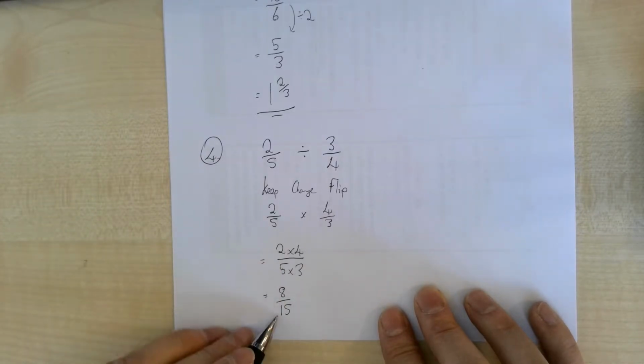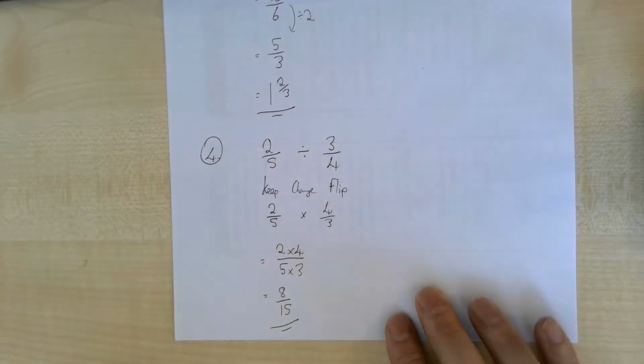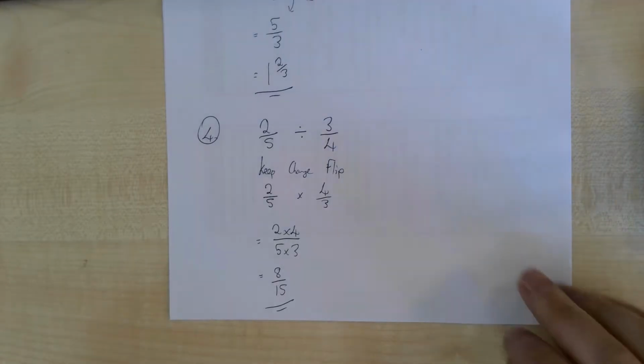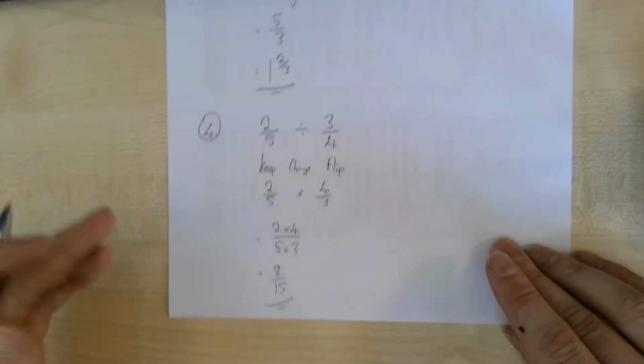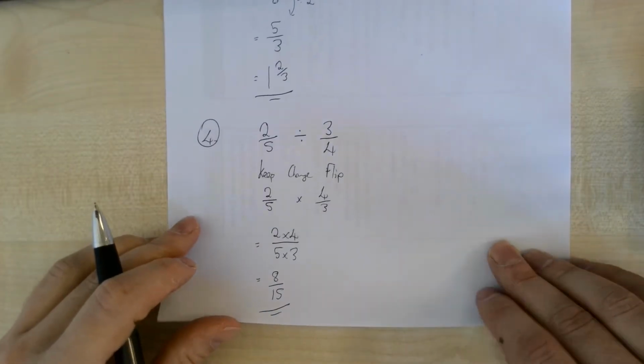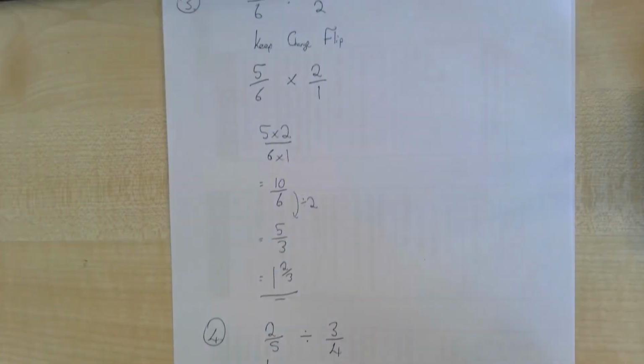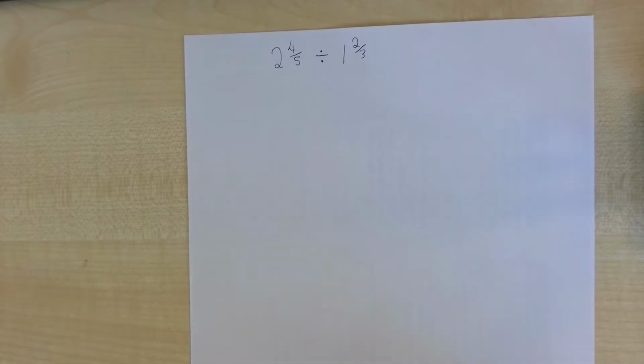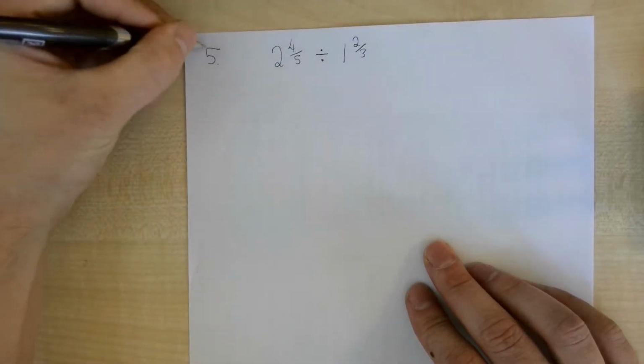2 doesn't divide into both of them, neither does 3, neither does 5 or 7. So that is fully simplified. You can't do any more with that. That is your answer, 8 over 15. Pause the video if you wish at this stage and go and practice a few more. But our last step to look at with multiplying and dividing fractions is when we get mixed numbers.